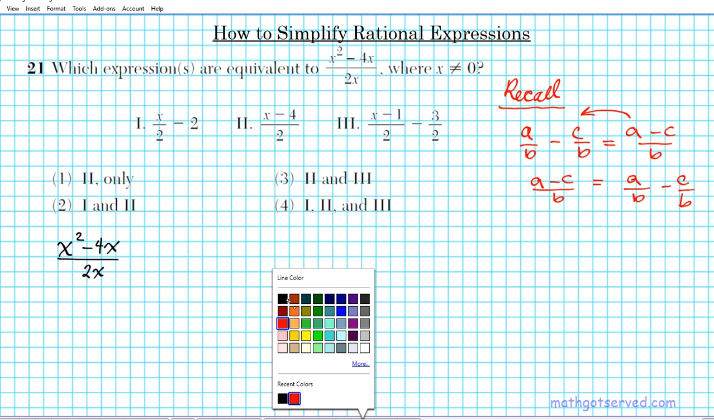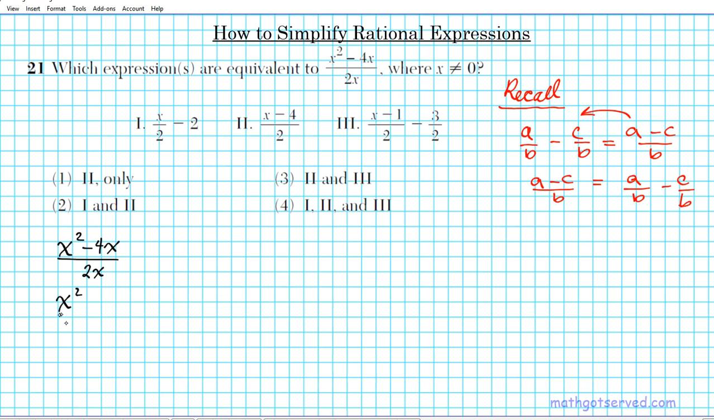We're going to take the first term, which is x squared, divided by the denominator, minus the second term, which is 4x, divided by the denominator. So we're reversing the difference of two fractions. We've decomposed it, which is the name of the procedure we just executed. Now we're going to simplify.